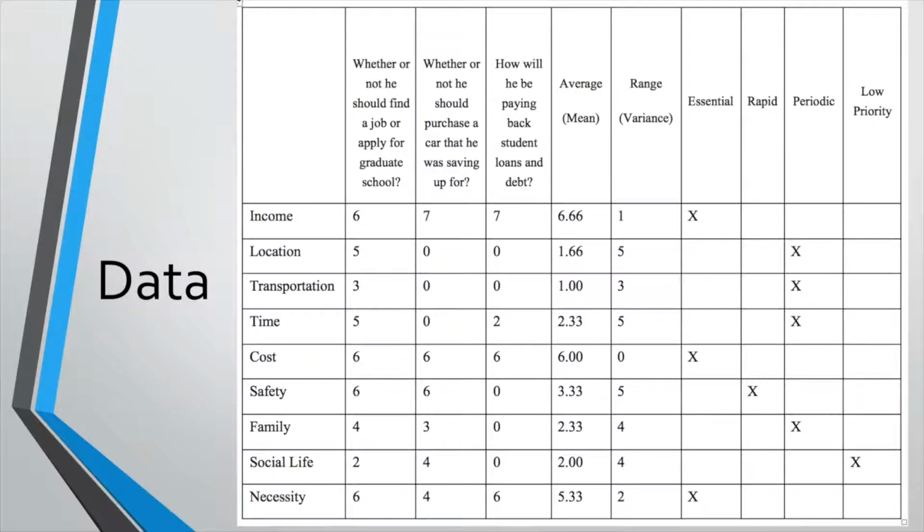Displayed here is a data table with Lance's ratings of each factor's importance in regards to making decisions. As you can see from the tables, we have rows with the factors, and then we have columns of each of the decisions that he will be making. Once the ratings are all collected, average and range should be calculated for each of the factors, which is also shown in the data table.